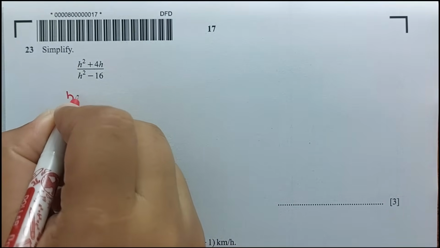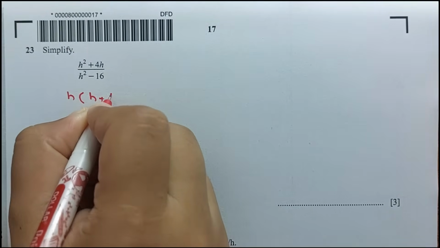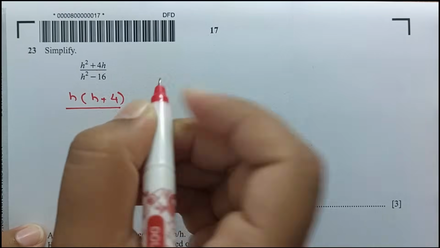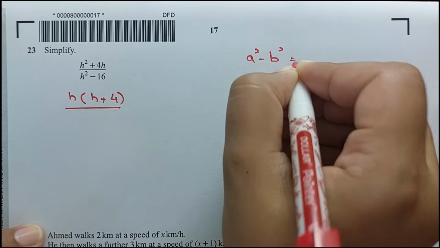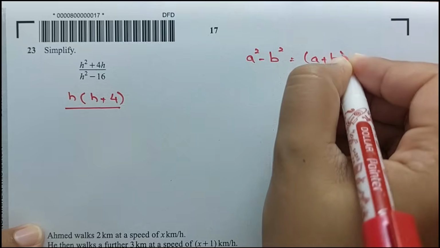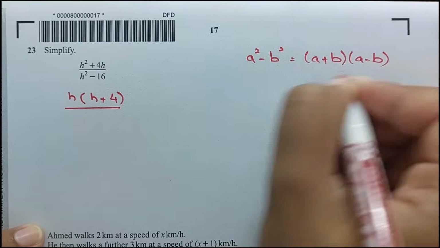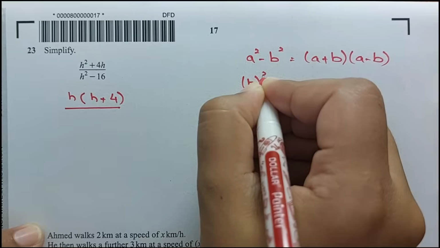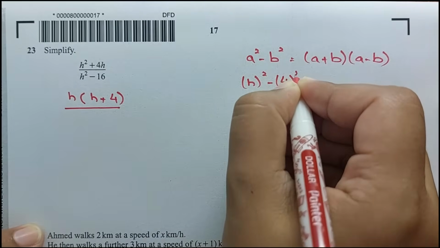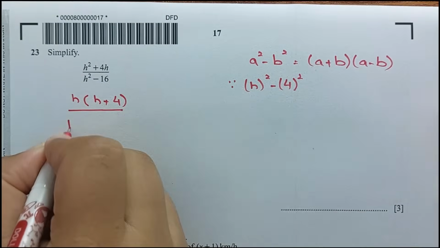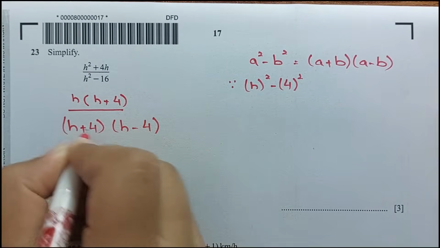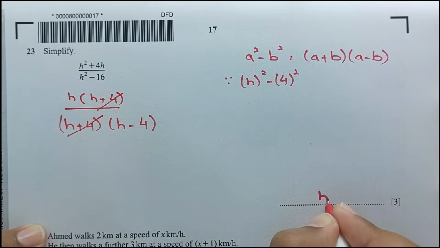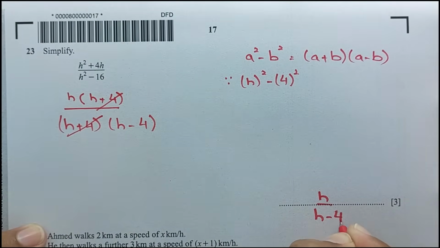Question number 23, we need to simplify. Let me take h common from the numerator. h plus 4 is left. And for the denominator, we use the difference of squares formula: a squared minus b squared equals a plus b times a minus b. So we have h squared minus 4 squared, so this is h plus 4 and h minus 4. Cancel the like factors. We are left with h over h minus 4.